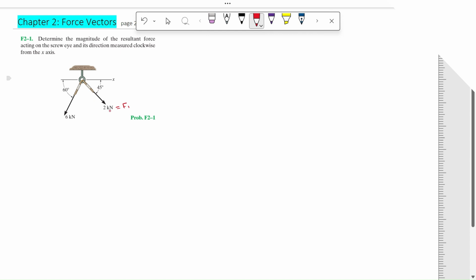I named this 2 kilonewton force as F1 and this 45 degrees as theta 1, and for the other force, I named it as F2 and this angle is theta 2. So we'll be determining the resultant force.